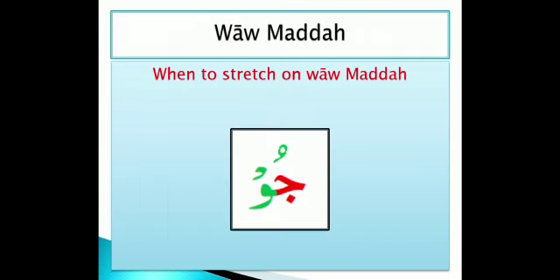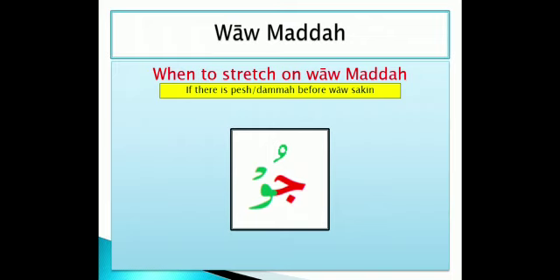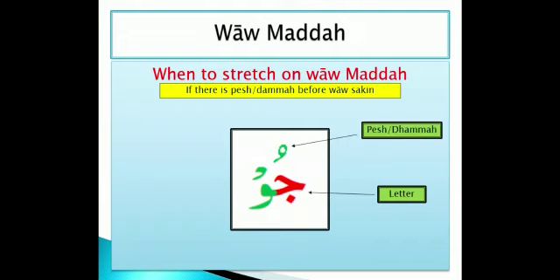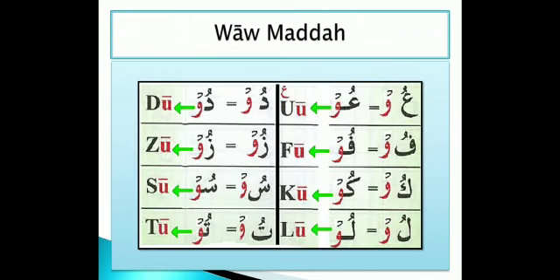When to stretch on waw madda? When there is a pesh dhamma before a waw sakin. So you will see the letter, and on the letter you'll see the pesh dhamma, and after that you will see the waw, and then you will do the stretch. This is waw madda. So after a pesh there is a waw, and as you can see in the example, each of these letters has a pesh, and after the pesh there is the waw. That is waw madda. For example, ghu, fu, ku, lu.